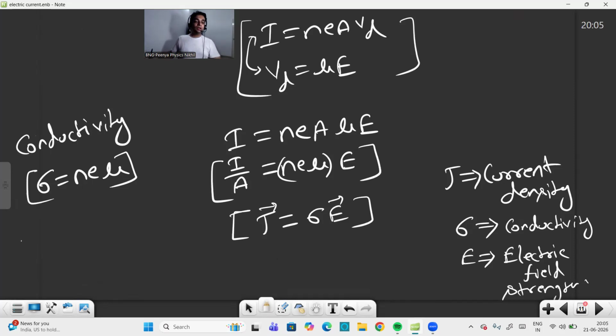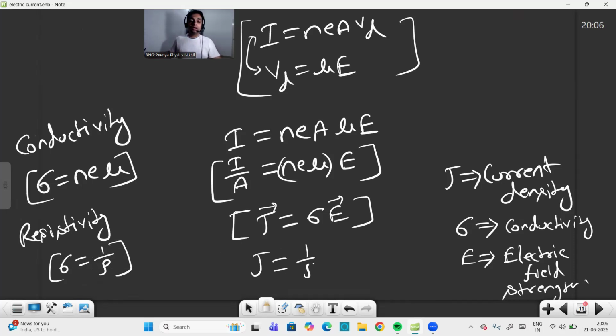Now you should know that resistivity is: sigma equals 1 by rho. Means resistivity is the reciprocal of conductivity. More conductivity in a conductor means its resistivity will be less. Less resistivity means more conductivity. Same way, high resistivity means less conductivity. So this can also be written as J equals 1 by rho into E.